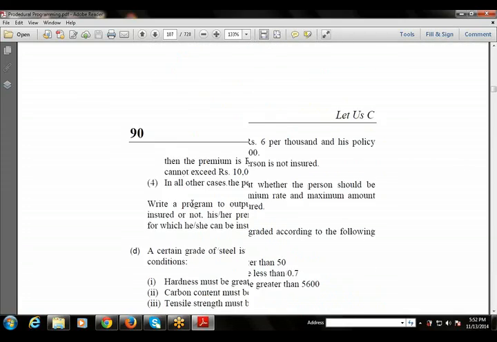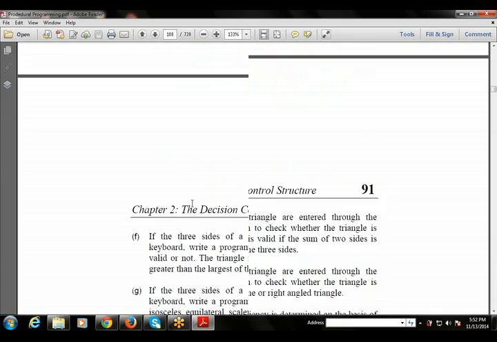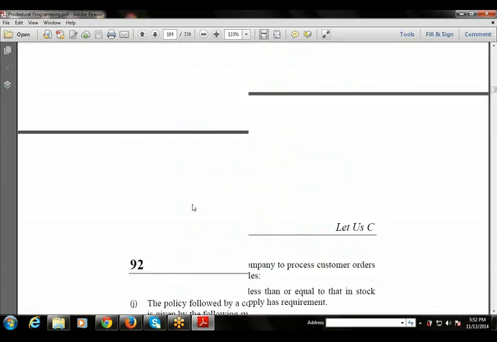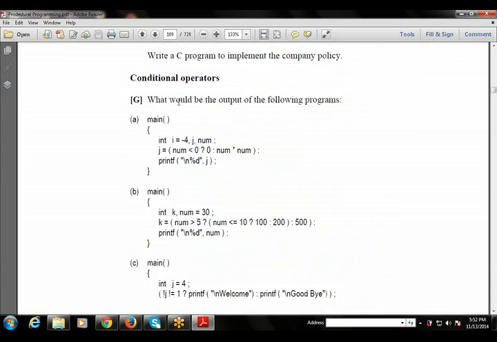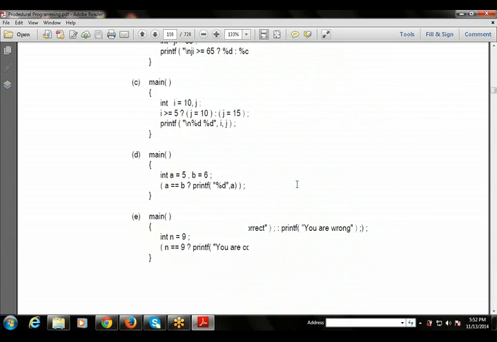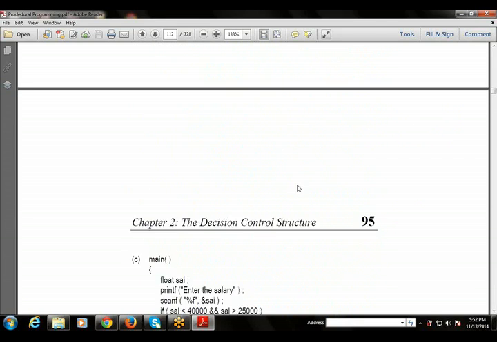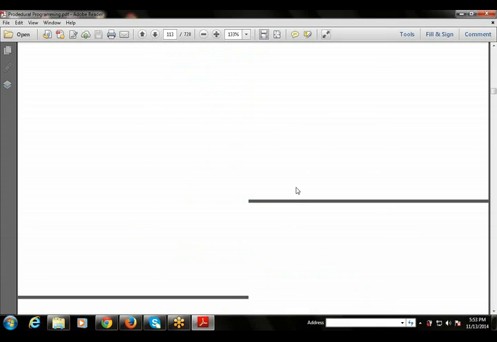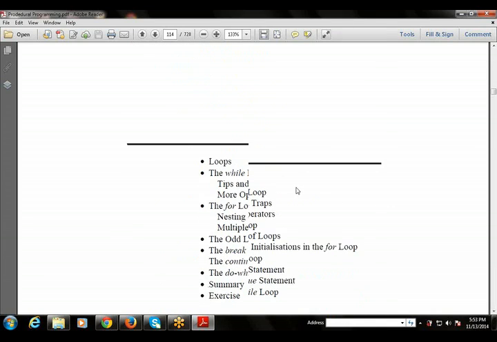These are the various programs in the C language. Then these are the questions on the basis of the conditional operators. These are the programs for the conditional operators.